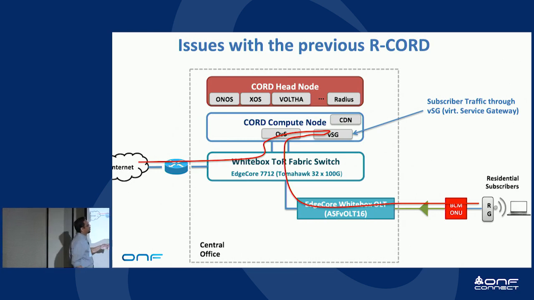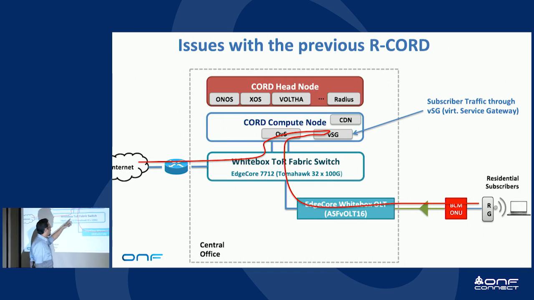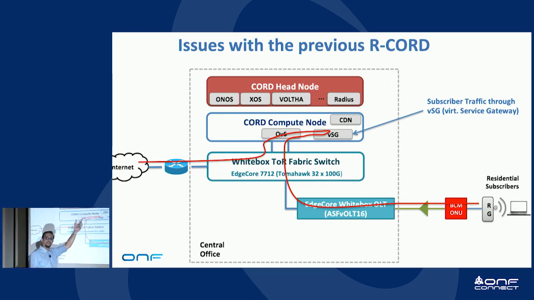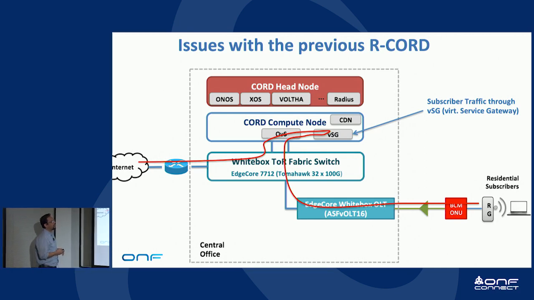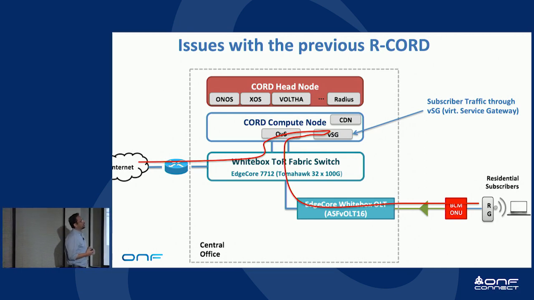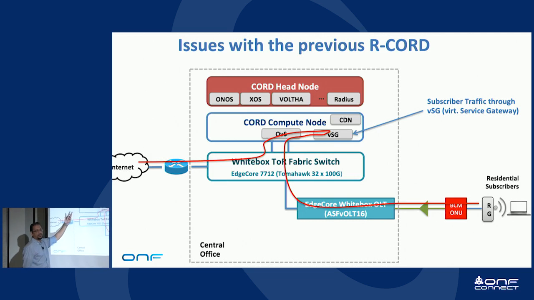And that traffic from the VSG could then go back out through the hardware to the internet, or it could go through a number of third-party services, for example, a CDN service, right? So this was the basis behind RCORD. It had a number of other differences also. You know, the head node used to be different from the compute nodes. That was more a platform thing.